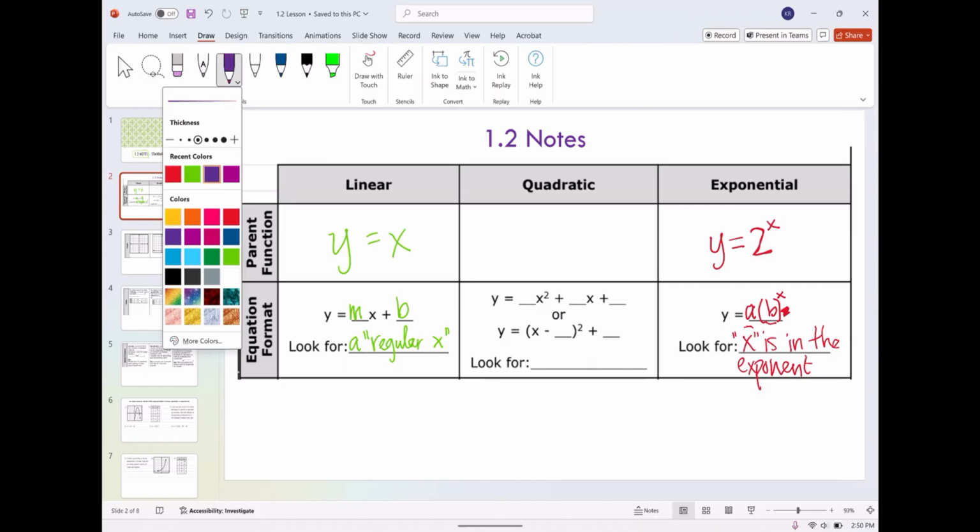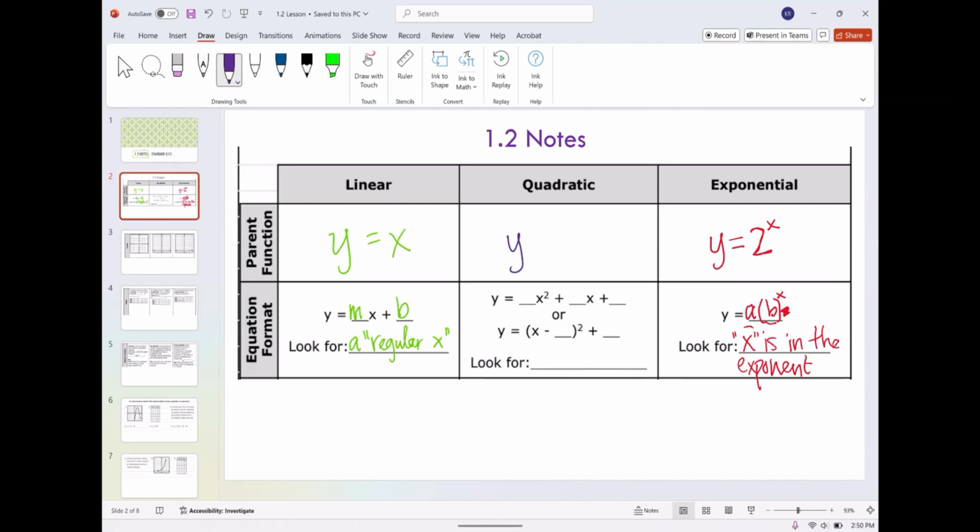And then the new one that we're going to start learning a lot more about in the future is a quadratic. And the parent function of a quadratic is just y equals x squared. All right, and there are two main ways to write one. So we are going to fill in these two types first, but we're not going to focus on writing the equation of a quadratic until our next unit. So, but I'm going to write these here for the notes.